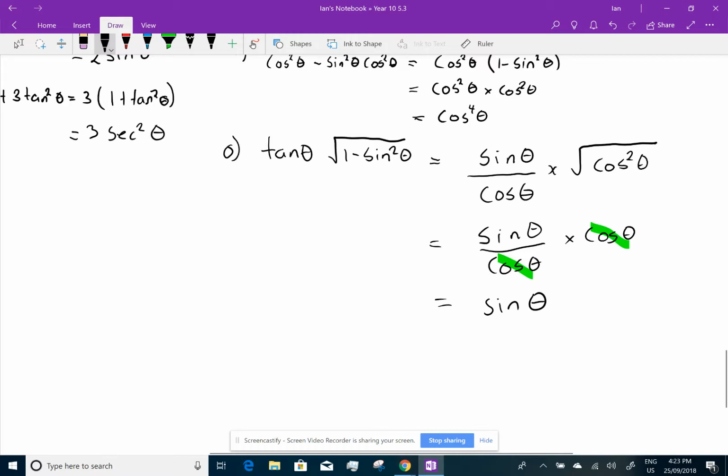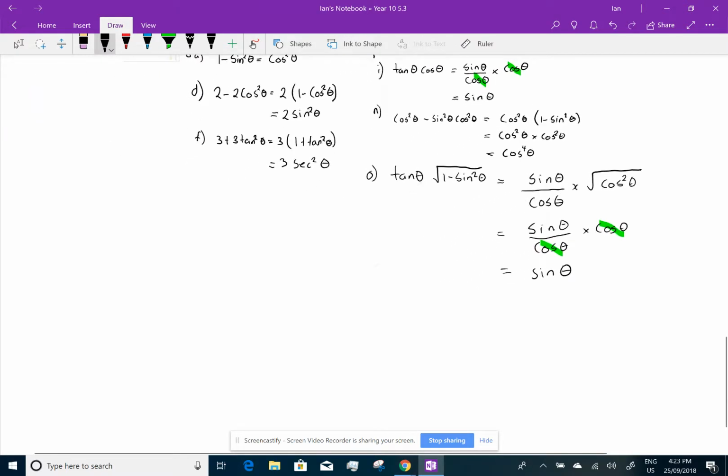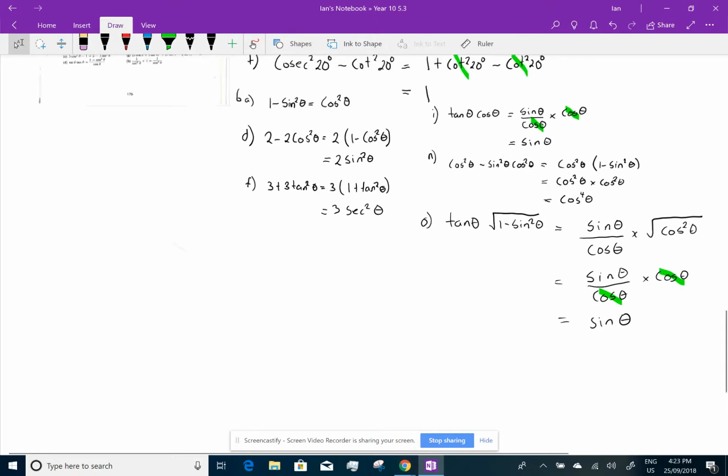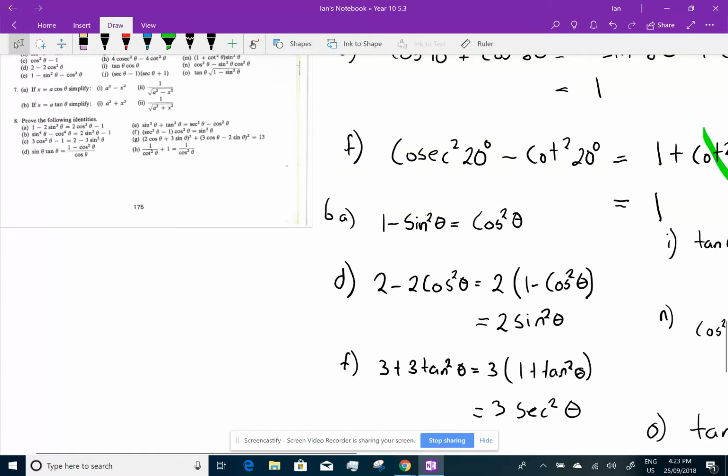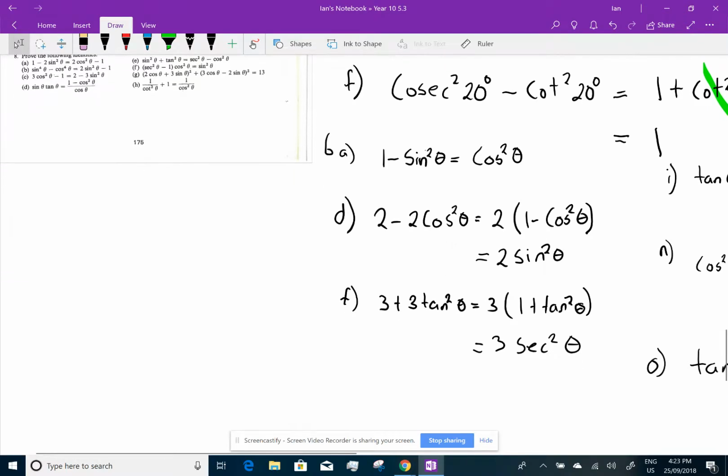Now, the more you do of these, the better you will get. Now, I haven't done them all. I do want to now have a look at question 8. And you can skip 7 if you want. I'm not too fussed about 7. But 8, these are a proof. These are a proof. And you have to be very particular about how you do these. So I'll do every second one. So I'll do A, C, E, G. All right, and then you try the others.